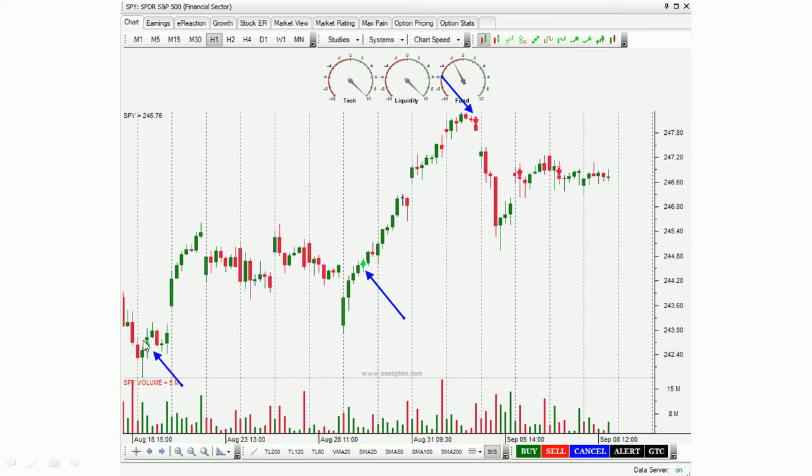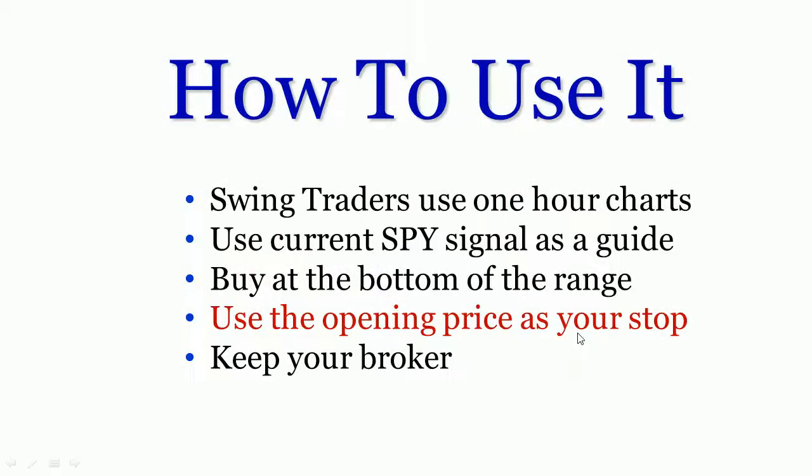So this would be a great buy signal right in here. This one, it's still towards the lower end of the range. It wouldn't be too bad. And there's a really nice sell signal. So buy in the low side of the range, short at the high side of the range.